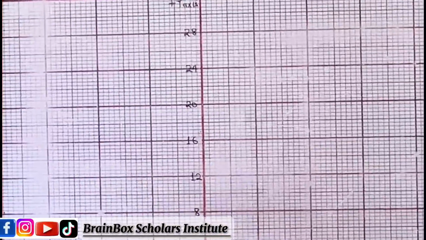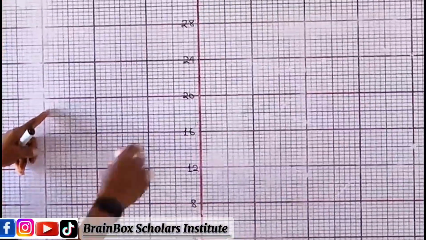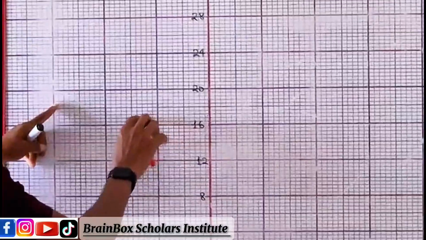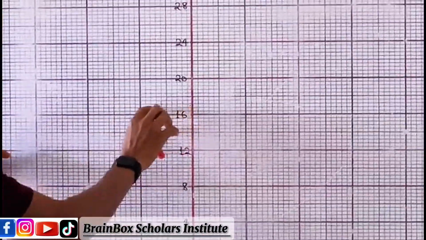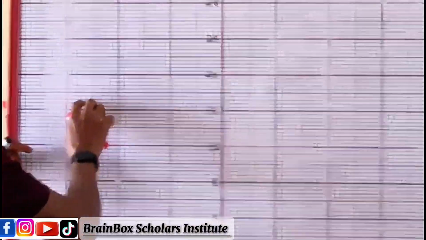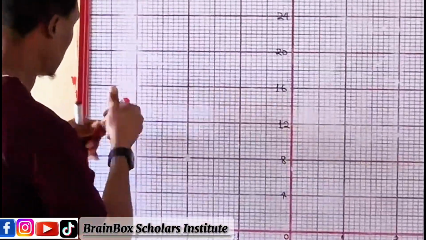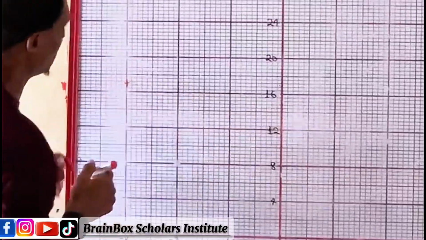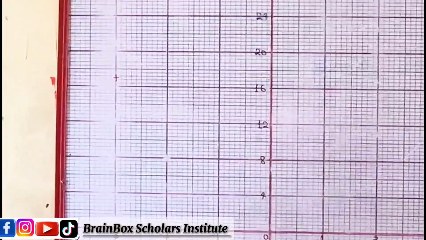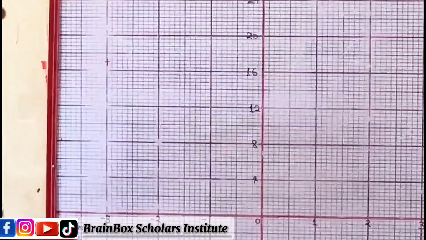So I will trace. Come in here, minus 3, and go with 17. Okay? And both of them are meeting here. That means are 3. So here. Okay? So I have marked my point there. So let's do it again.